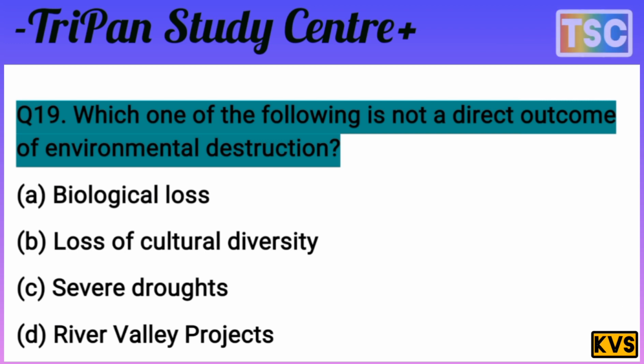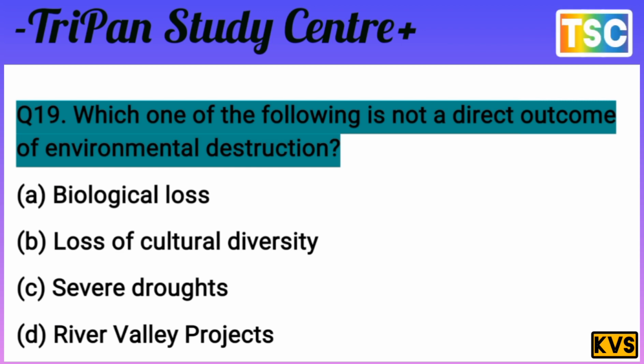You must have thought of your answer. Let's see what our answer for this question is. You know that question, understand? The question is mostly important here. The question is: which one of the following is not a direct outcome of environmental degradation? Is the question clear here? Not a direct outcome of environmental degradation.